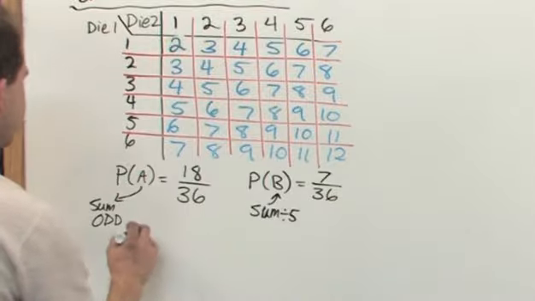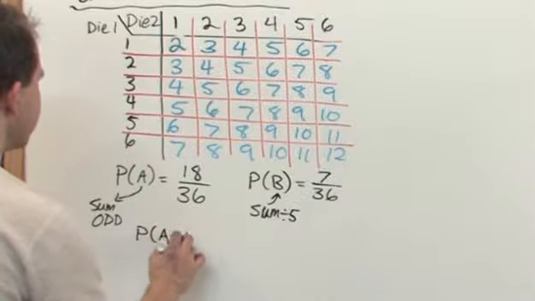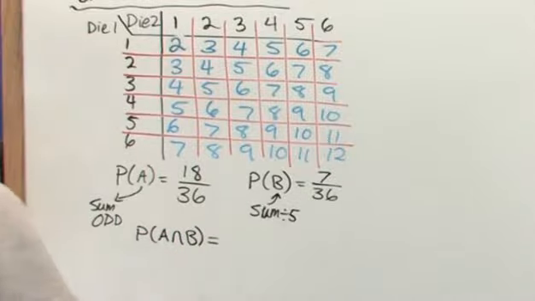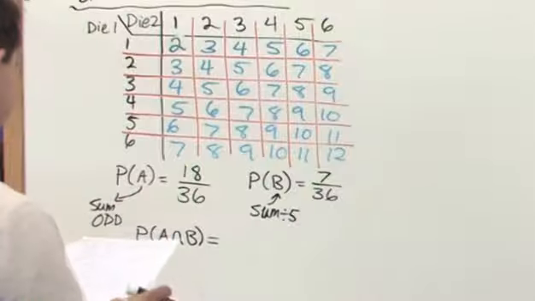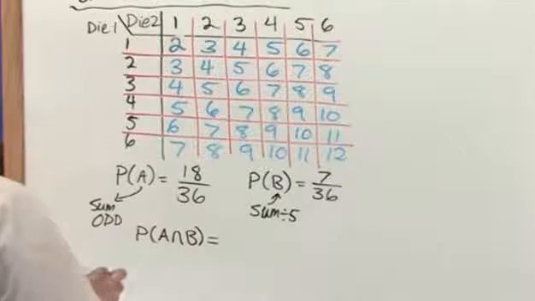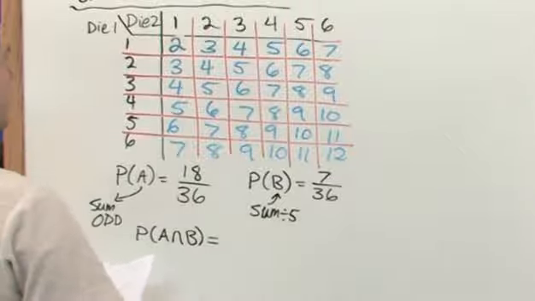Now, what is the probability of A and B? A intersection with B. Can both of these things happen at the same time? Yes, they can. You can have an odd sum that's also divisible by 5. Okay, so let's go and figure that out. We're looking for the odd numbers that are also divisible by 5.